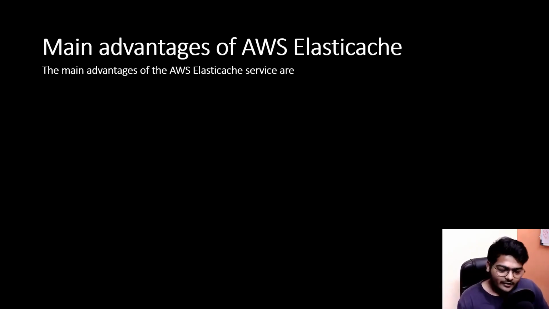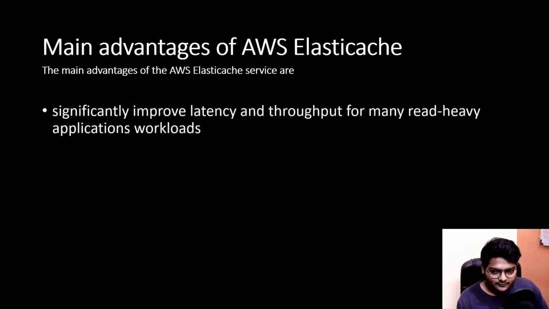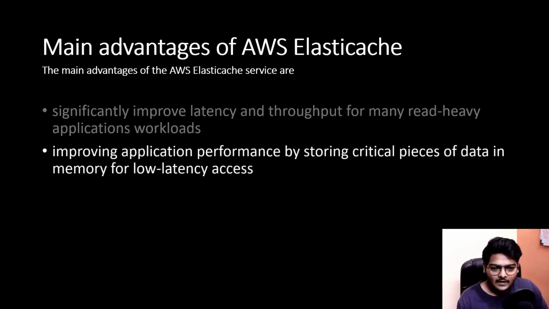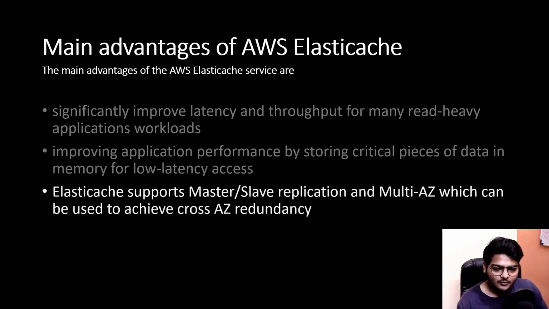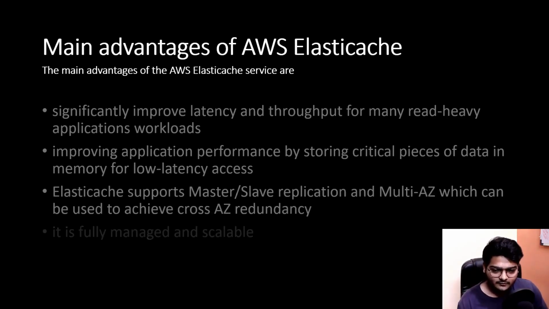So what are the advantages of AWS ElastiCache? It improves latency and throughput for read-heavy workloads. It improves application performance by storing critical pieces of data inside a memory cache, which provides very low latency access. It supports master-slave replication and multi-AZ, which can be used to achieve cross availability zone redundancy. This helps to make your application highly available, and it is a fully managed and scalable memory store.